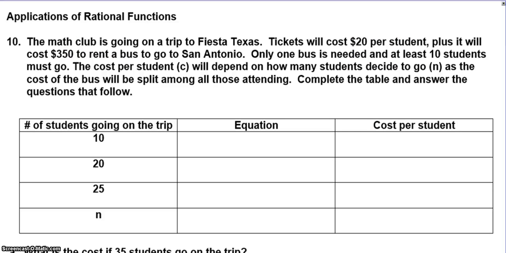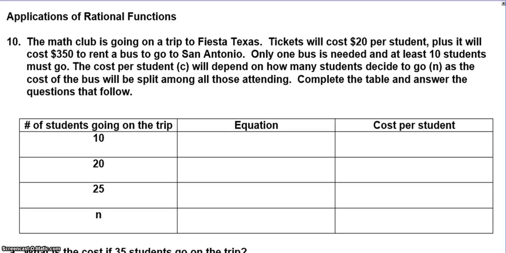Alright, next one, application problems. So the math club is going on a trip to Fiesta, Texas. If only I could go. Tickets will cost $20 per student. Plus, it will cost $350 to rent a bus to go to San Antonio. Only one bus is needed and at least 10 students must go. The cost per student C will depend on how many students decide to go, as the cost of the bus will be split among all those attending. So complete the table, in other words.